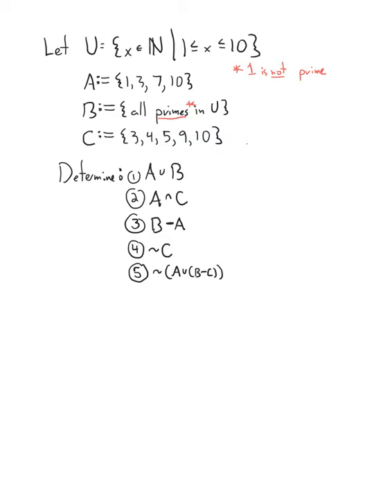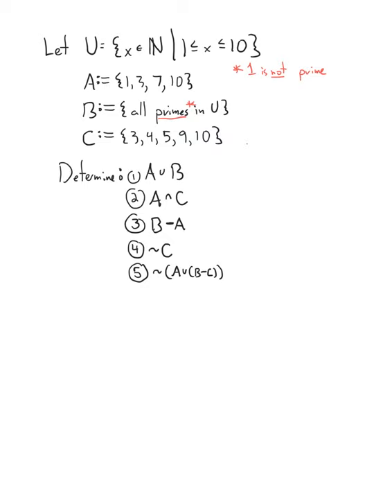I have 3 sets here. A is 1, 3, 7, 10. B are all primes in the universe. And I just want to point out, we'll talk about this later on in the course, but 1 is not a prime number. So I don't want to include 1 in primes. And C is 3, 4, 5, 9, 10.